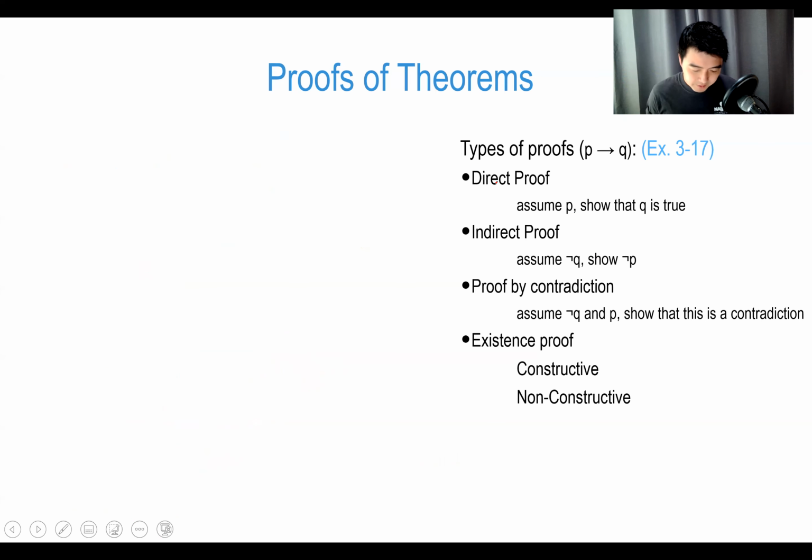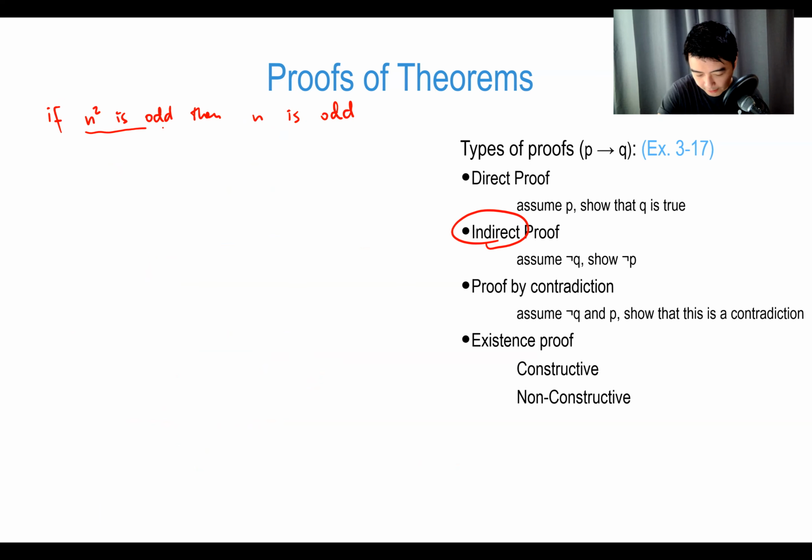The second one is called an indirect proof. Again, we are trying to prove P implies Q, but this time we want to prove it indirectly. So let's say I have another statement: if n squared is odd, then n is odd. Again, we have a P and a Q. So we have P implies Q, but this time, in order to do an indirect proof, we have to show not Q.